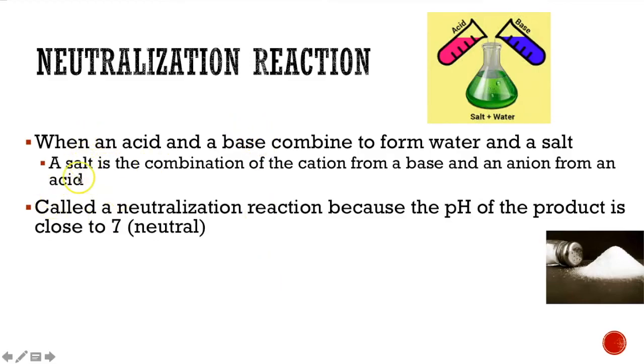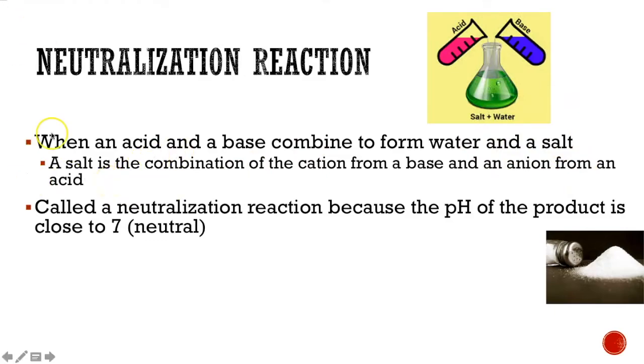And so just a little side note there, a salt is the combination of the cation from a base and an anion from an acid. It doesn't always mean table salt. So it can mean table salt. We're going to go through that example in just a second. But when we say a salt in chemistry, it does not always mean like an edible table salt, okay?